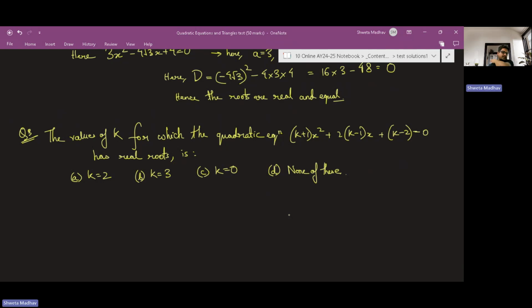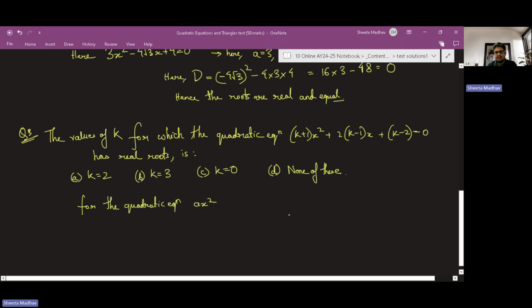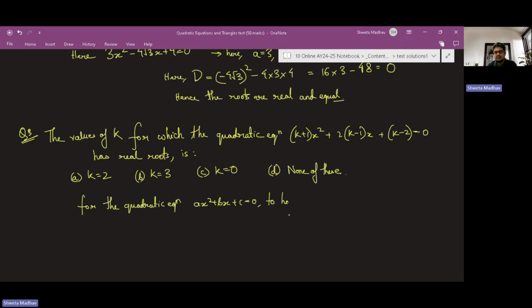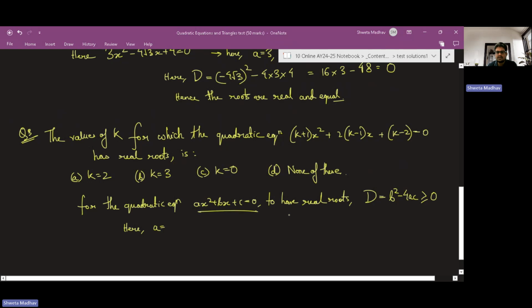Values of k for which the quadratic equation has real roots is... So if it has real roots, we know that for the quadratic equation ax square plus bx plus c equal to 0, to have real roots we should have the discriminant, that is b square minus 4ac, greater than or equal to 0.